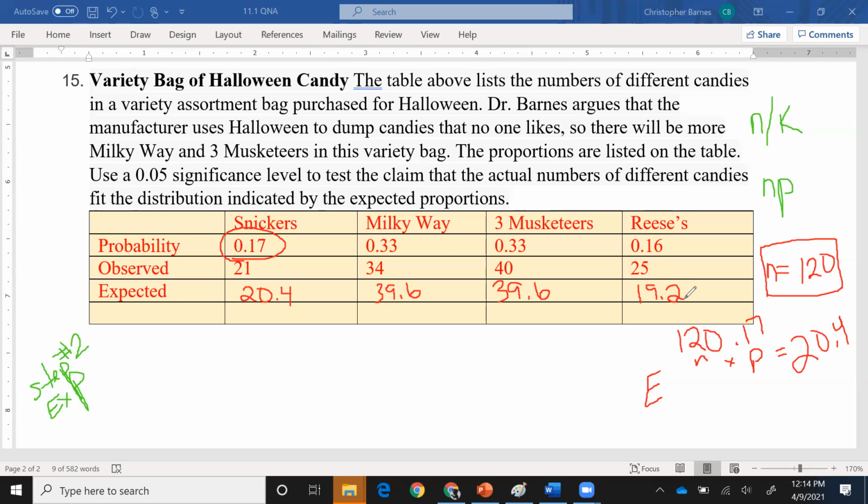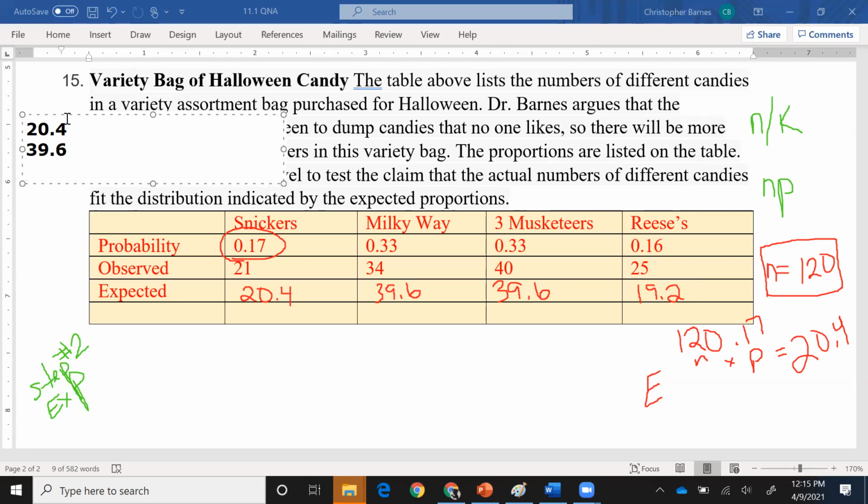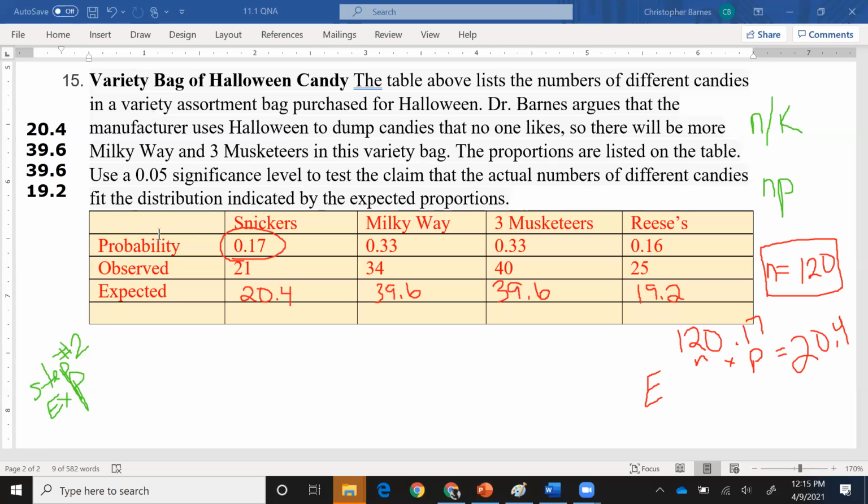All right, so we got all these values. Excellent. I'm going to make sure I have these numbers over here in the corner for us so we can remember them. 20.4, 39.6, 39.6, and then 19.2. Right, so those numbers will always be there as long as I erase them the right way. All right, so that's the next step. Step number 2 is to figure out the expected values. We did that.